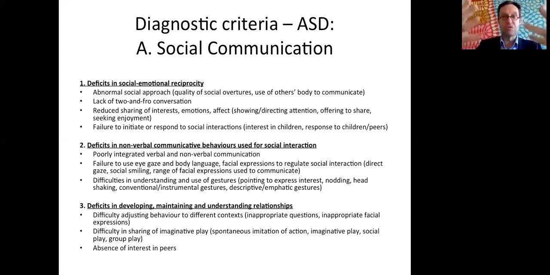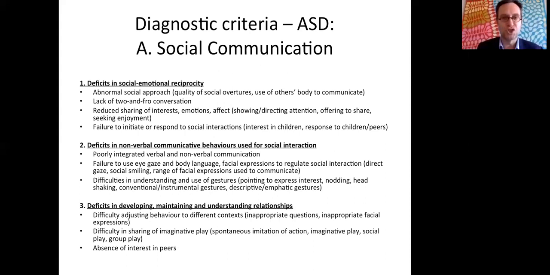So not pointing, for instance, to express an interest in something, nodding, head shaking, different kinds of gestures, the kind of thing that you see me do all the time. This is called an emphatic gesture. And often people with autism don't use gestures in this kind of typical way.